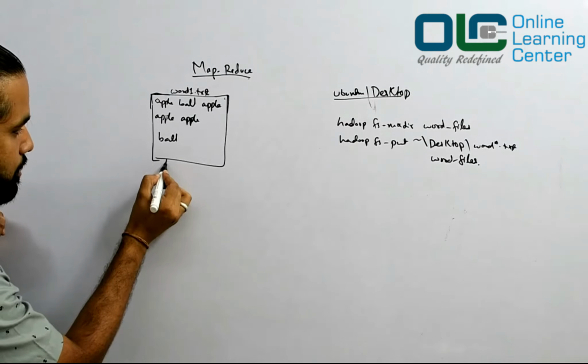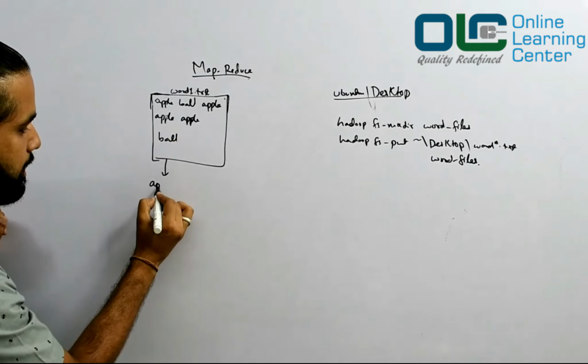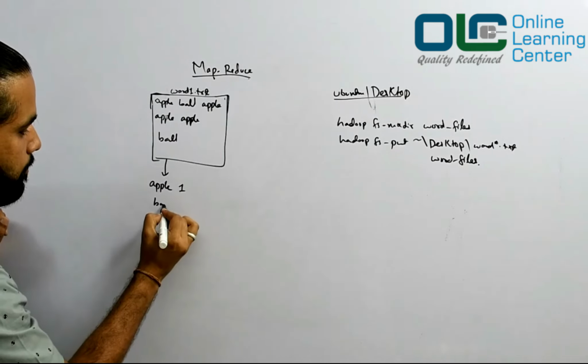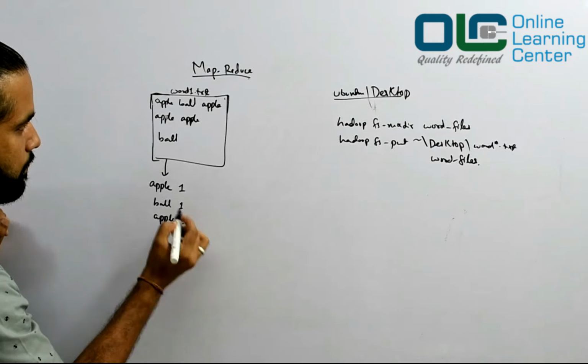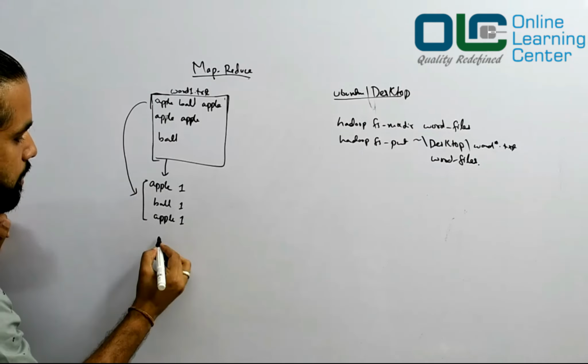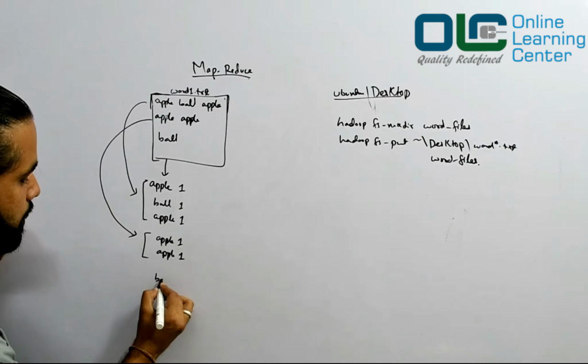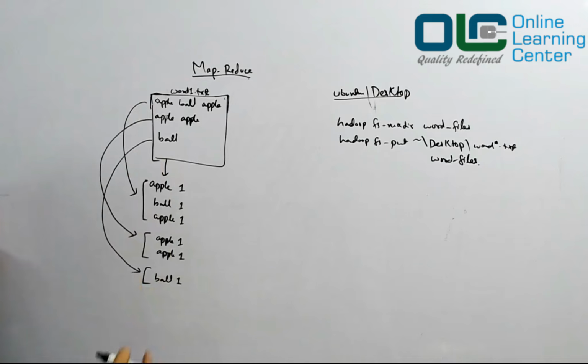Okay, so this was converted into what? Now I can easily say the first line was converted to apple 1, ball 1, apple 1. The second line was converted to apple 1 and apple 1. The third line was converted to ball 1. This is what it does.